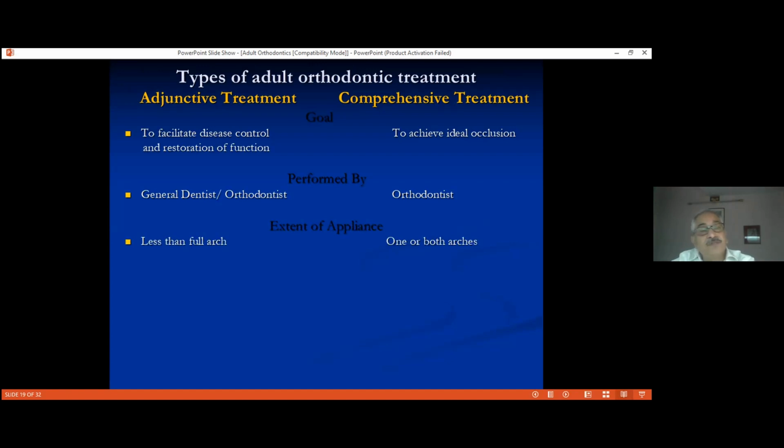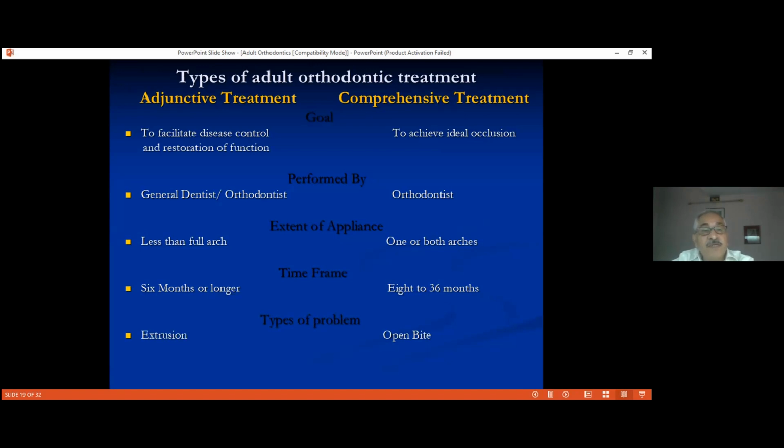In adjunctive therapies, we can work on one quadrant. In comprehensive orthodontic treatment, the occlusion and the plane of the occlusion have to be considered, and where alteration is needed, canting has to be corrected. One or both arches have to be taken into consideration, and that has to be done strictly by an orthodontist. Time frame is 6 months or longer in adjunctive therapy. It takes 8 to 36 months, that is 3 years, in comprehensive orthodontic treatment.